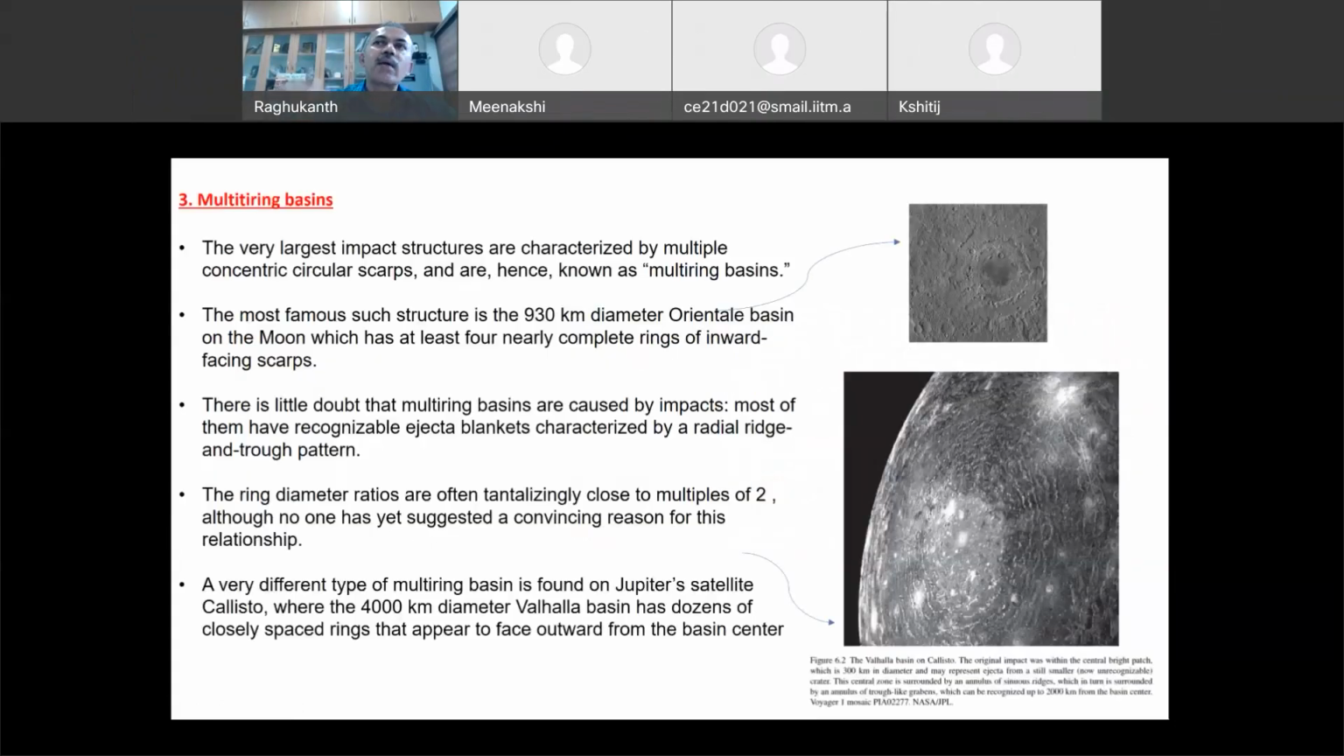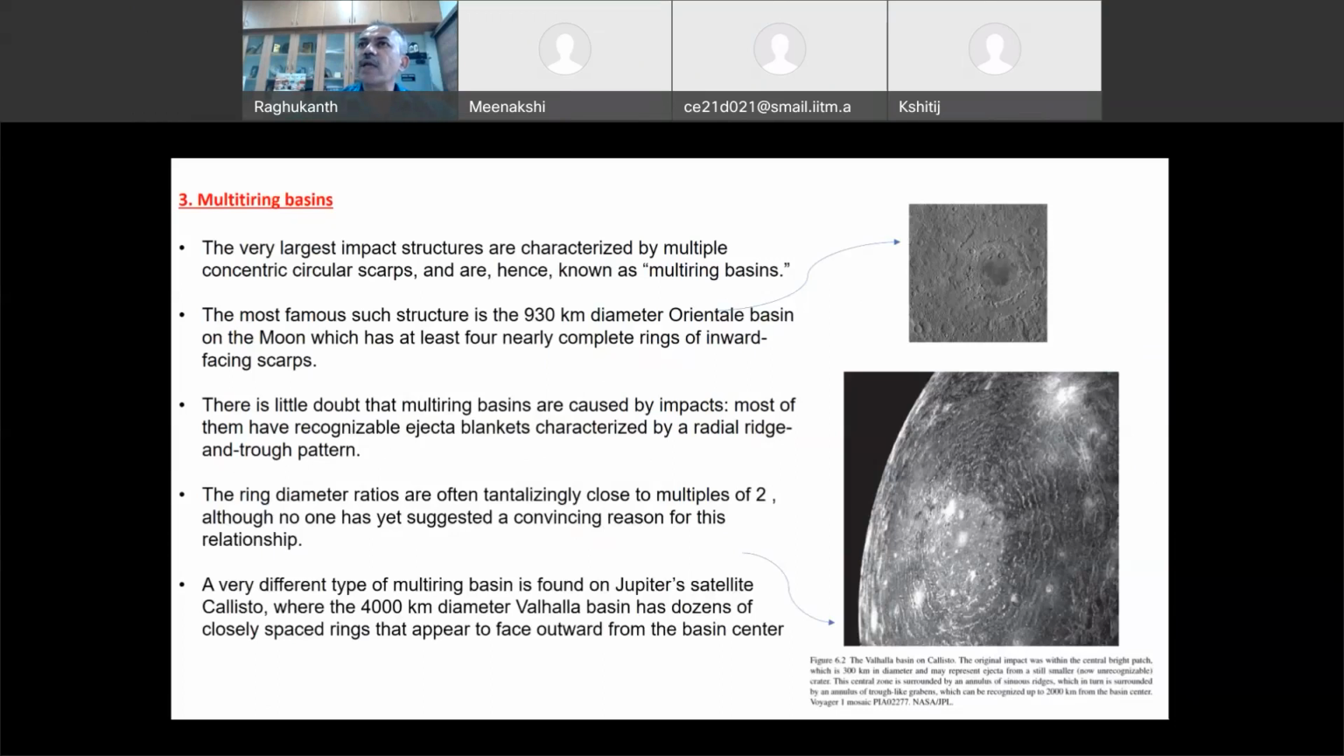Okay, and multi-ring basins also. And of course, if you go back to those videos, you will see how a complex crater forms. The videos are there. I will show you at a later stage also, and in the next class maybe. And then you also will have these multi-ring basins itself.